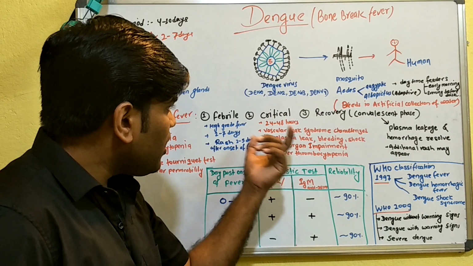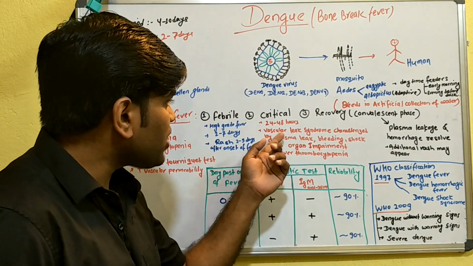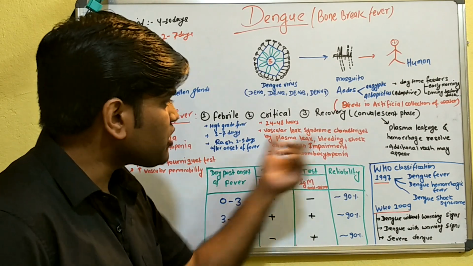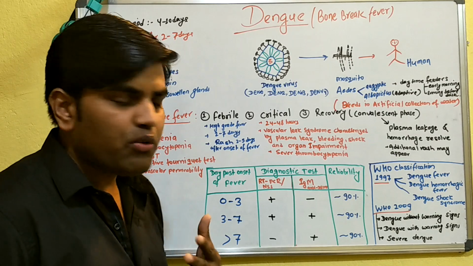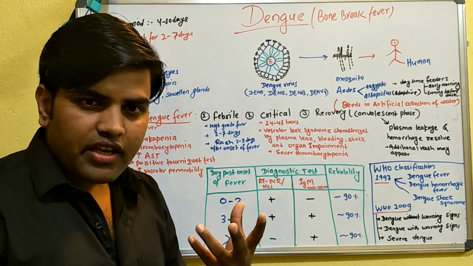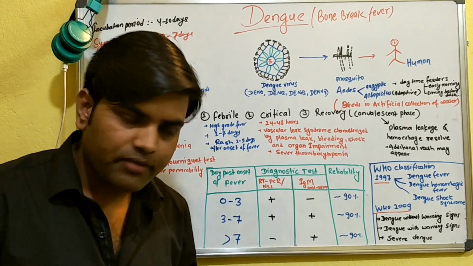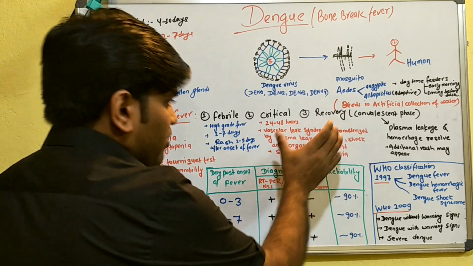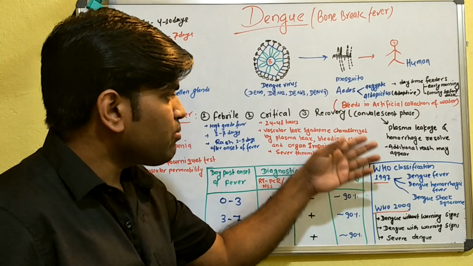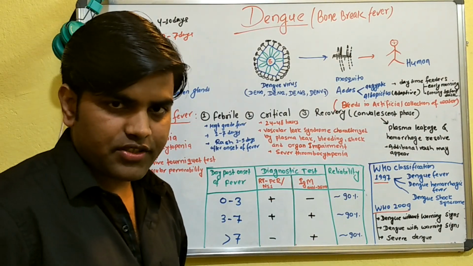And why is this critical? Because at this time you will have vascular leakage. Your vascular leak syndrome will come. Your vascular permeability will increase and plasma will leak. You will have bleeding from all over your body. You may have hematemesis, melena, gum bleeding. A lot of bleeding can happen. You can even go into shock and organ impairment. And then if you survive this stage, you come to the recovery phase, which is known as the convalescent phase. The plasma leak and hemorrhage will be resolved, and an additional rash may appear at this stage.